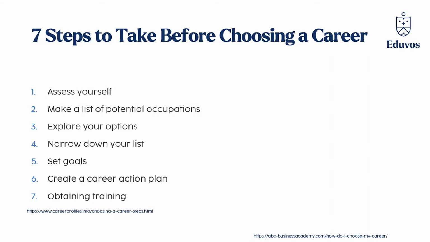Number 1, assess yourself. 2, make a list of potential occupations. 3, explore your options. 4, narrow down. Set goals, create an action plan, obtain training. I'm going to break them down now for you guys.